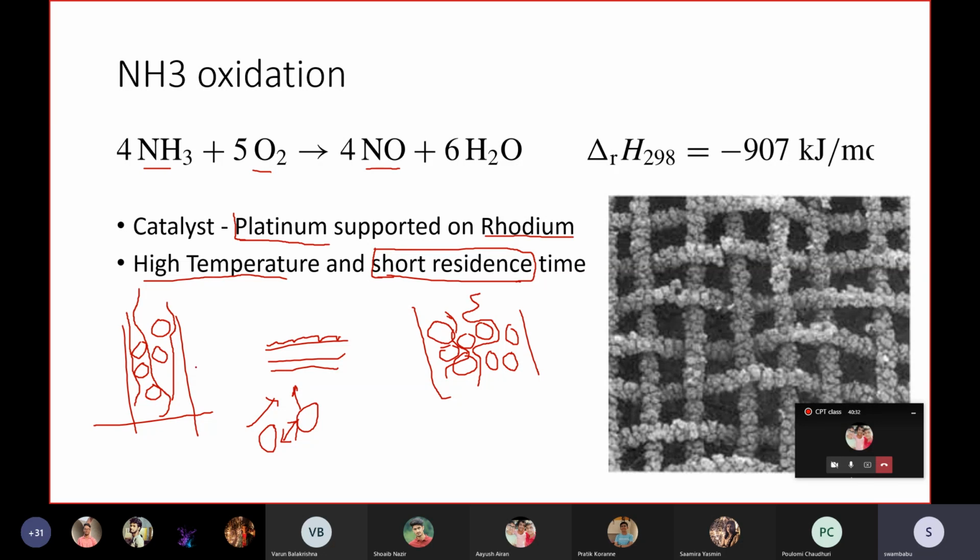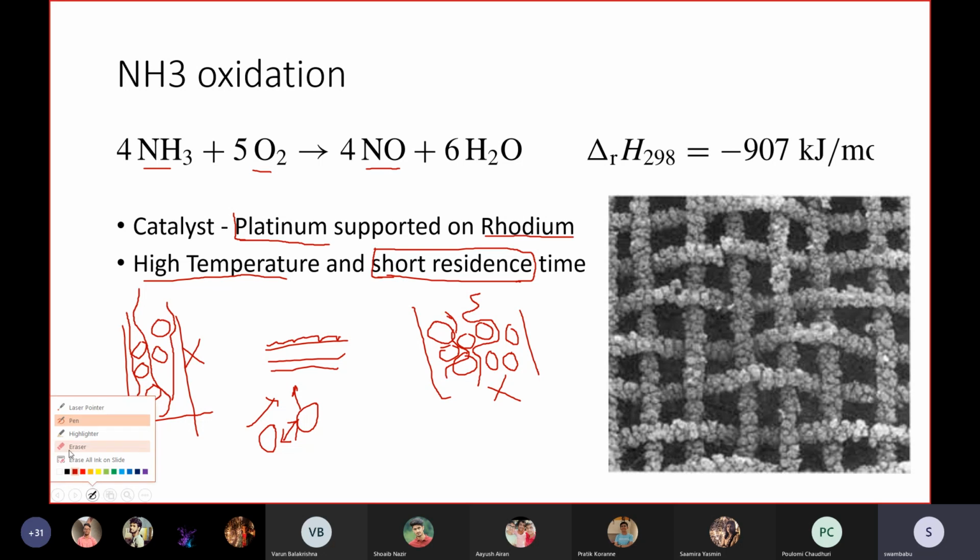So if I use a fluidized bed reactor, because there is a high chance of attrition between the particles, whenever there is attrition between the particles, there is a possibility of peeling off of the platinum material on the surface. We cannot use fluidized bed reactors, and we cannot use packed bed reactors. So what is the only possibility, since it is a short residence time?